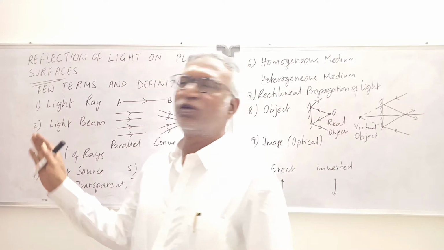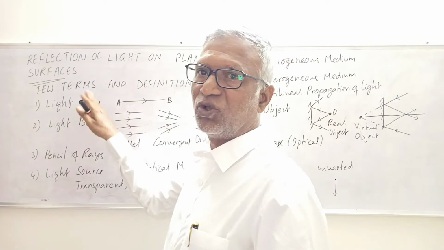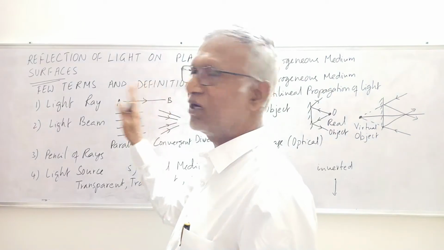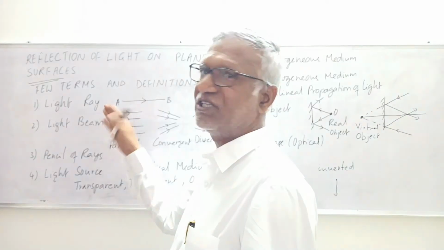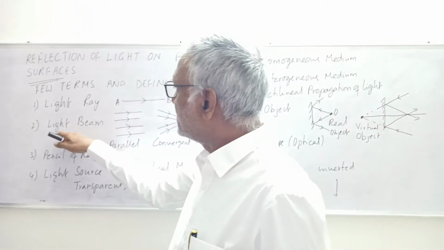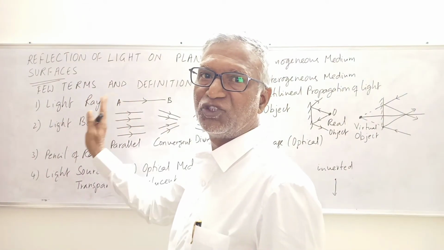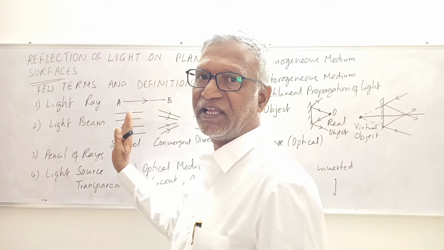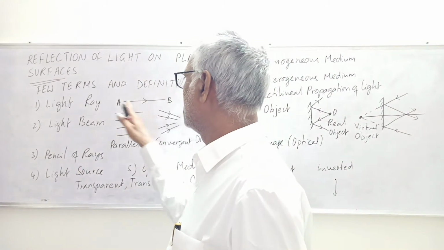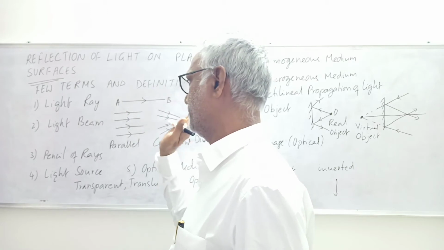We are going to discuss a few terms and definitions. Light ray. Here we are assuming light is traveling in a straight line from A to B. So our light energy is propagating from A to B. Now, light beam. A light ray means we are assuming light energy is traveling in a straight line, or propagation of light is in a straight line. From A to B light is traveling, the direction is from A to B.